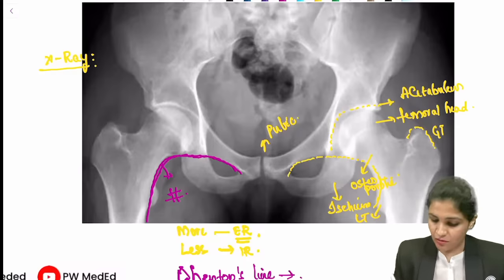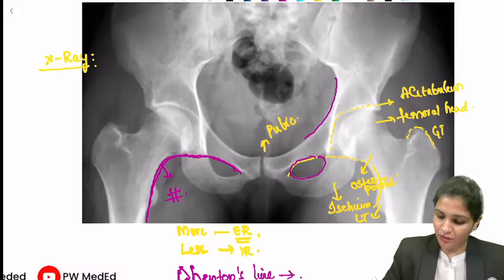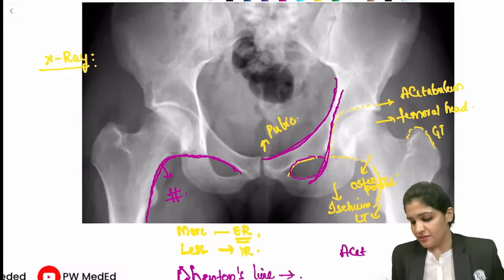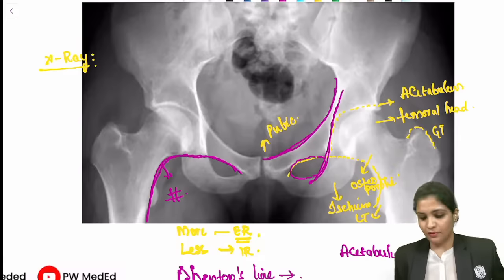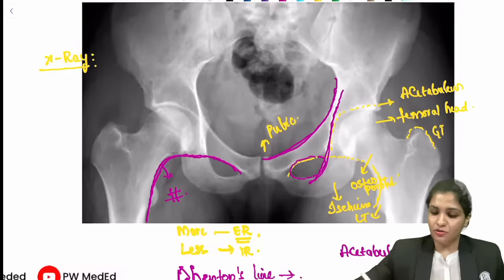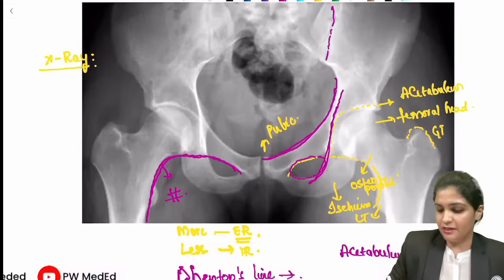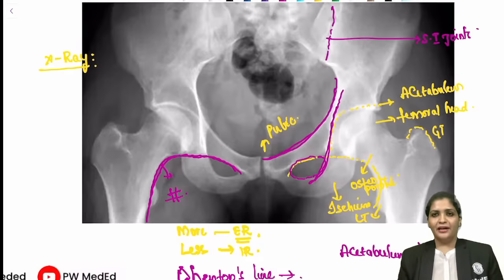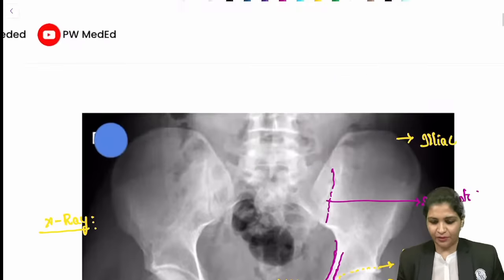right? And then this is the obturator foramen here and these are various lines. So, iliopectineal line, then your ilioischial line. So these lines are important to comment upon in acetabulum fractures. So these are the various things you see here. So this is your sacroiliac joint, SI joint. So these are some of the important landmarks which you can comment on in the x-ray, right?